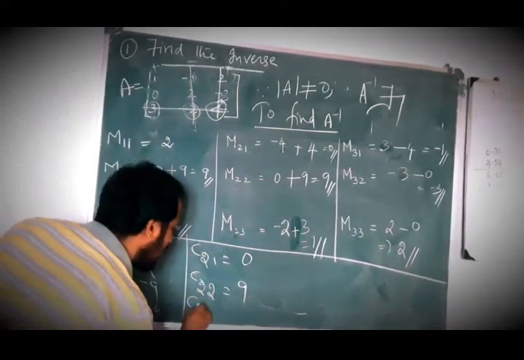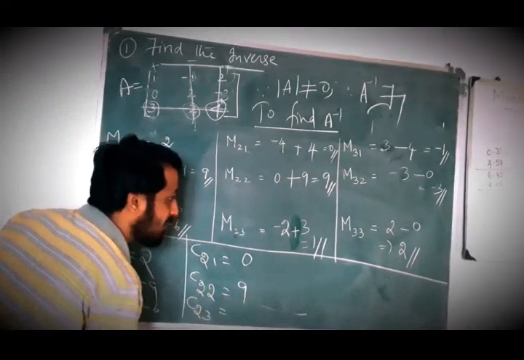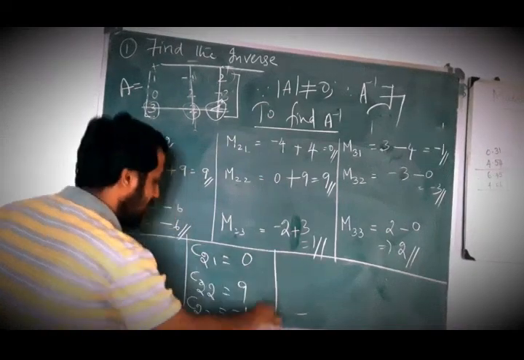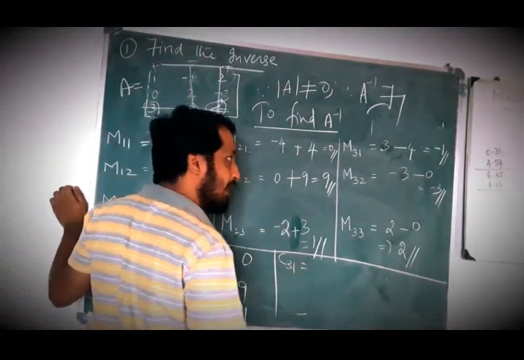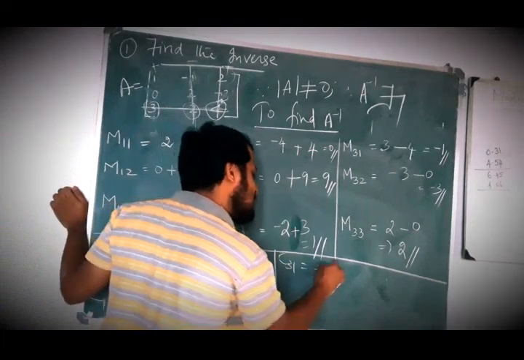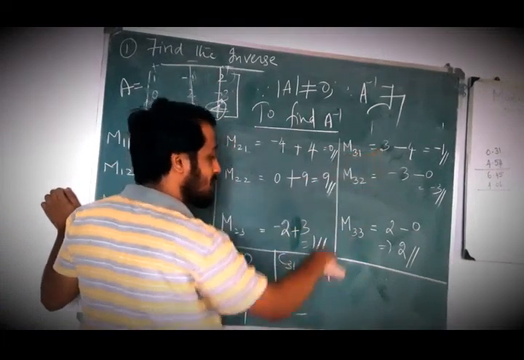Now C23, it is an odd number. I have to multiply with minus, so minus 1. Now C31, 3 plus 1 is 4. It is an even number. I have to write as it is, what minor. So here minus 1 is minor.